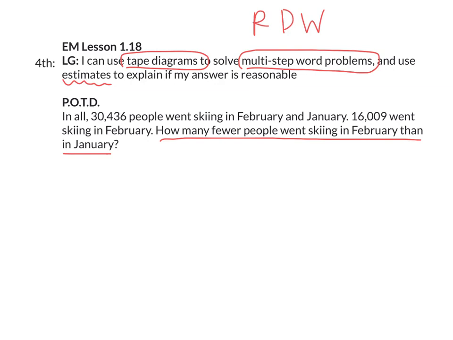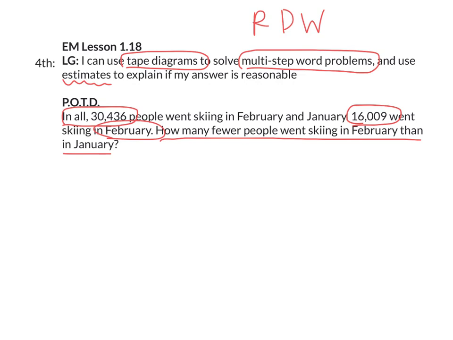You also show that you've read the question by circling the important information. In this question, we know that altogether, 30,436 people went skiing in both February and January. Then, we know that 16,009 went skiing in February. Okay, that's all the important information. Good. Then we can move on to D, which is draw.